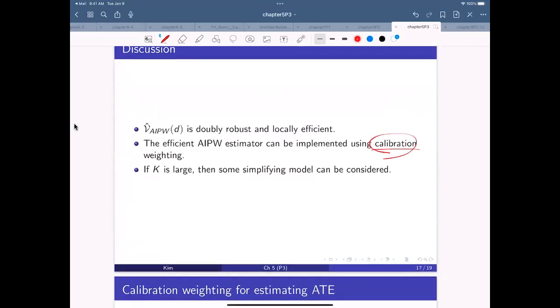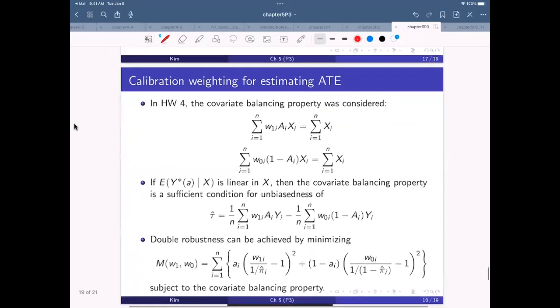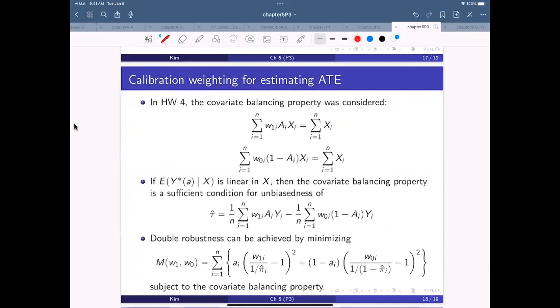I originally just said that, but I was kind enough to make a few more slides to explain the concept. So in homework 4, that's why I emphasize that you should do the homework, right? If you do the homework, you know that this is the important condition, the covariate balancing property. Covariate balancing is really important in survey sampling, where it is calibration. As long as you make the weights satisfy this, you don't have to worry about anything, right?